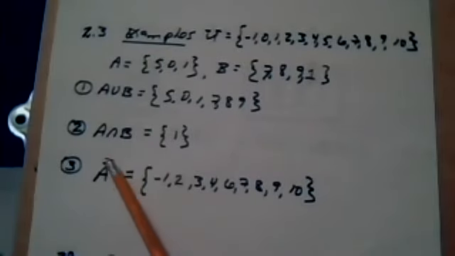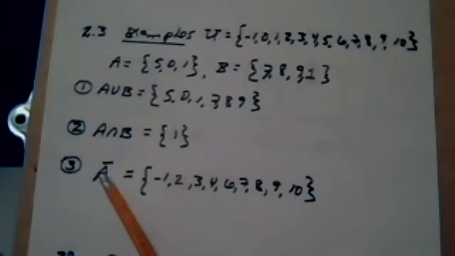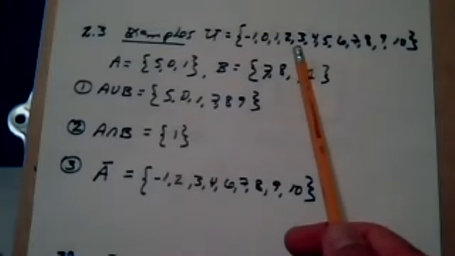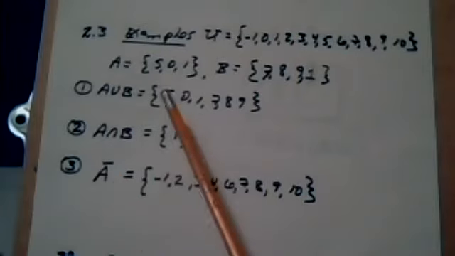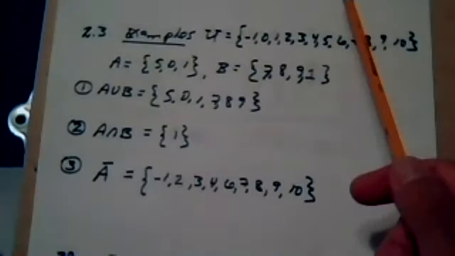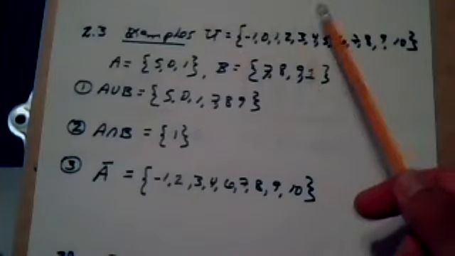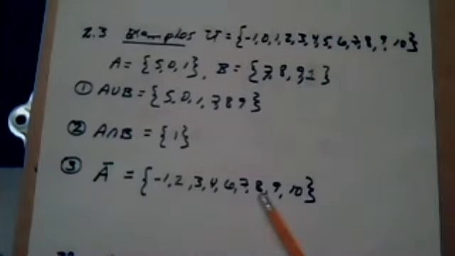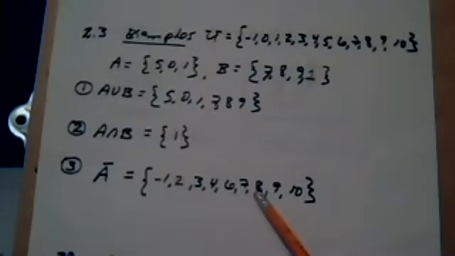The complement: you go to the universe, and what this is saying is remove the members of A from the universe. So if you remove the members of A, and who are the members of A? 5, 0, and 1. So go to the universe and knock those out. Knock out the 5, the 0, and the 1. And what's left? That's the complement. Notice the complement doesn't have the members of A. These members are not here anymore. We removed them.